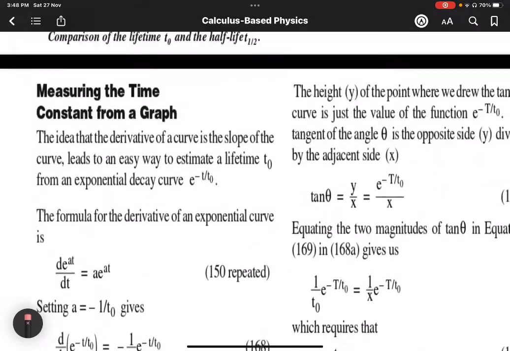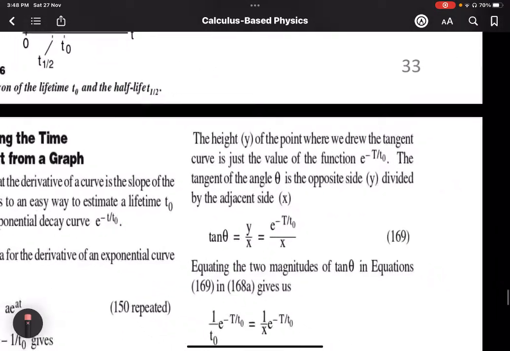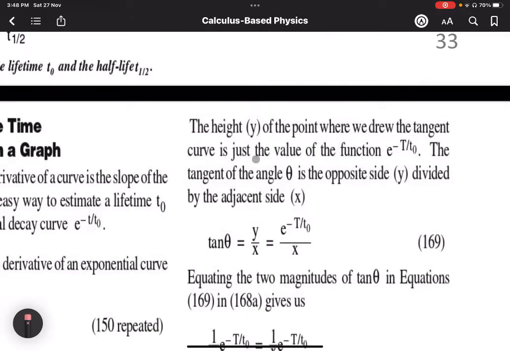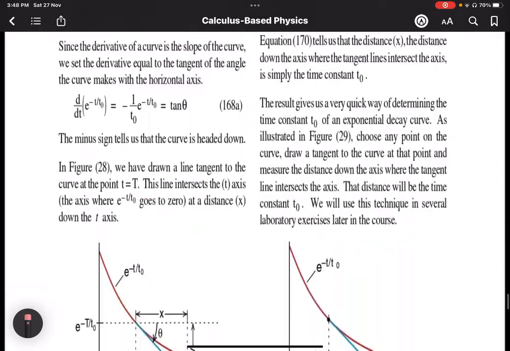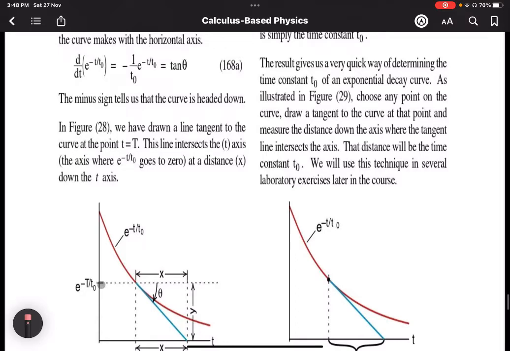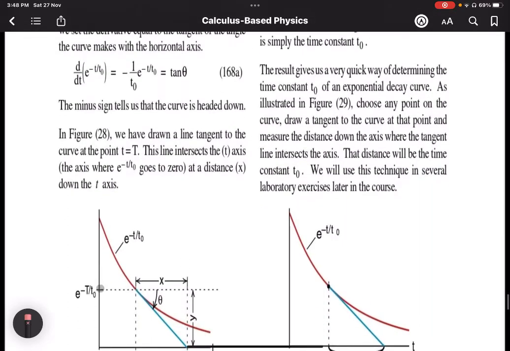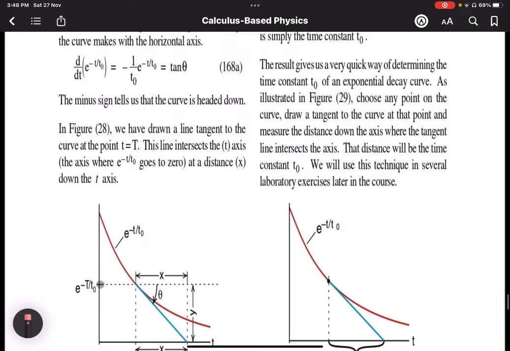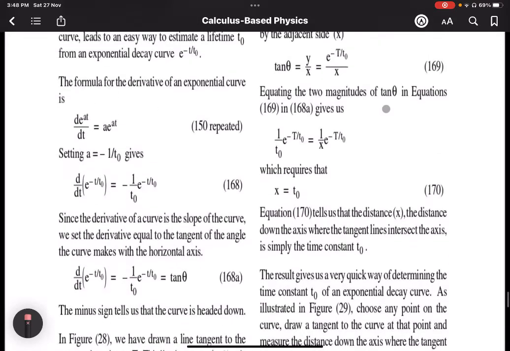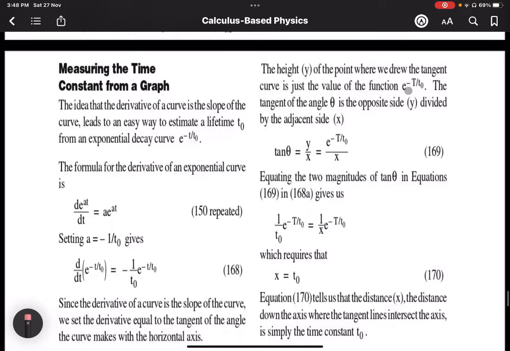So having that graph, the height, which is y, sabi natin sa ating coordinate plane, ito si y, siya yung height. The height y of the point where we drew the tangent curve is just the value of the function e to the negative big T over T0 power. So ito yon, yung height daw is the value of that function.